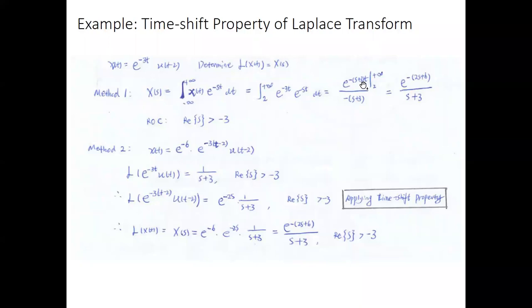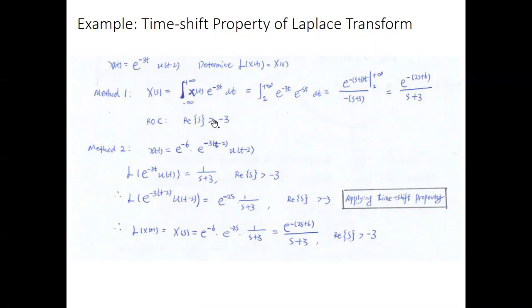Only in that case, when t goes to plus infinity, we have the exponential going to 0, which is a finite limit. And then in that case, the numerator is just the lower limit. So when t equals 2, exponential minus (2s plus 6). Because it is a lower limit, there is a negative sign that cancels with the negative sign on the denominator. This is the result. Region of convergence, again, real part of s larger than minus 3.